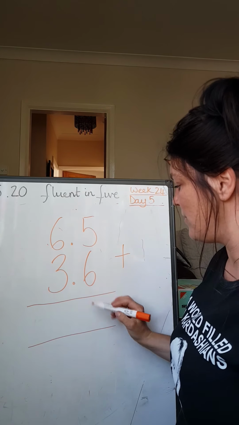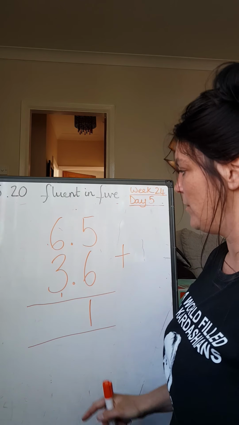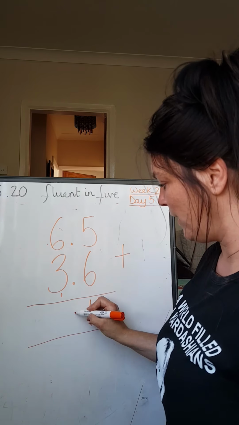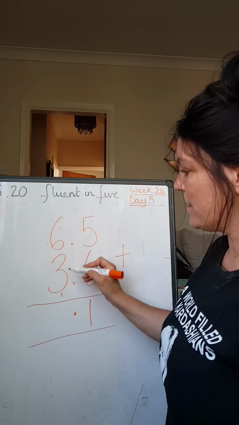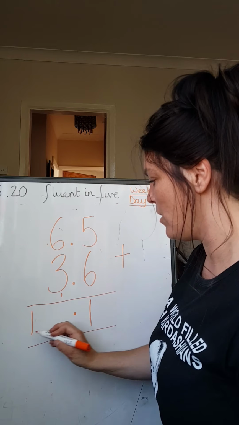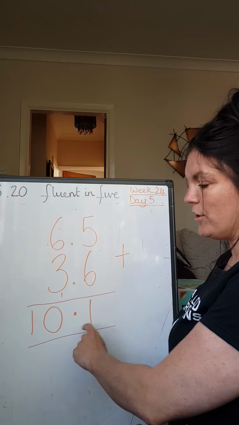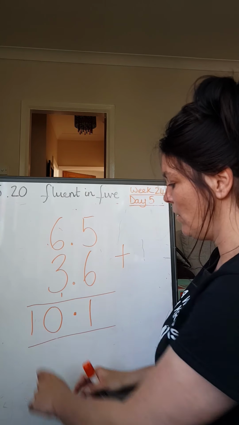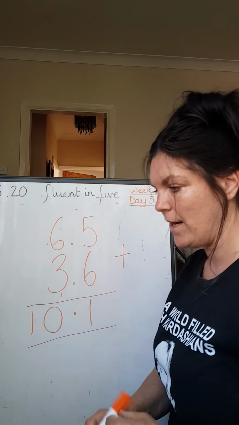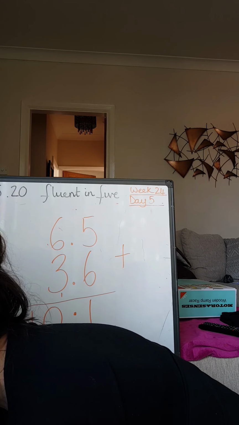5 add 6, we can do that, that's 11. 1 in the box, 1 on the doorstep in the next column along. Don't forget to put the point in. And 6 add 3 is 9, add another 1 is 10. So I'm starting a new column over here. The answer is 10.1. So I've got 10 whole, and then I've got 1/10 at the end, 0.1. Did you get that?